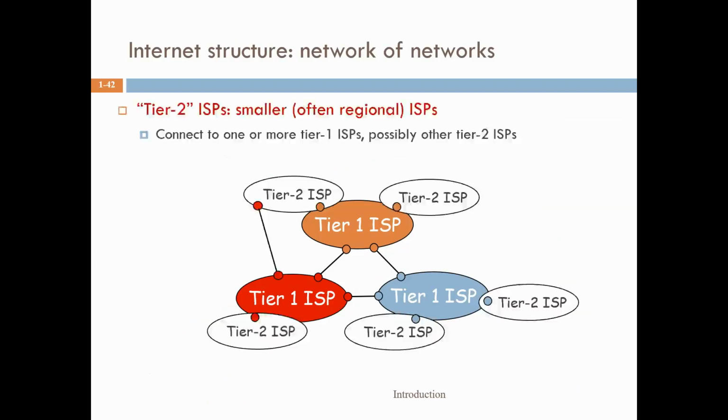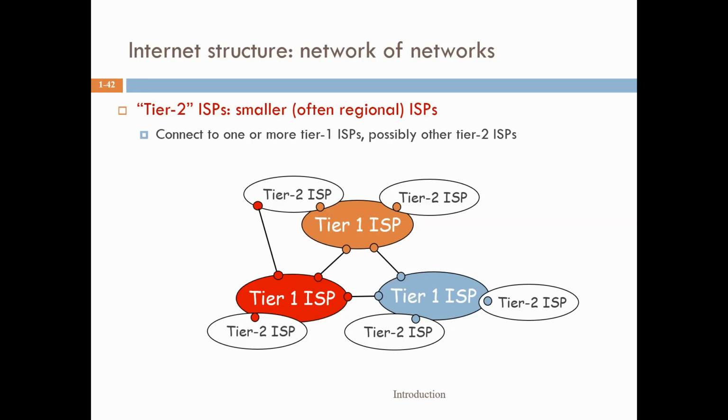Below them, you have the second level of the hierarchy, which is called the Tier 2 ISP. The Tier 2 ISP gets its connectivity from a Tier 1 ISP. That means they are a customer of a Tier 1 ISP. The coverage range of a Tier 2 ISP is typically smaller. So we're talking about either a country or maximum a continent or something like that. Okay, so it doesn't have global reach, and it gets its connectivity from a Tier 1 ISP.